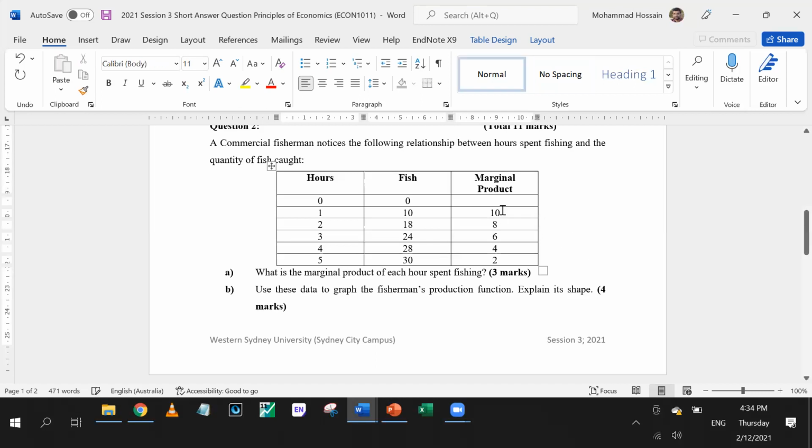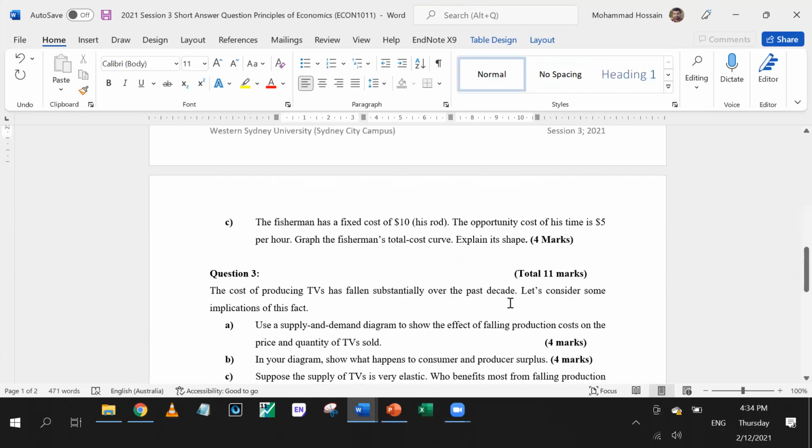You can see marginal product is reducing. The more hours you're spending, the marginal product is reducing. Anyway, you have to explain the shape. So the graph will show you how it's reducing. So you can see that from there. And there will be more explanation about it.